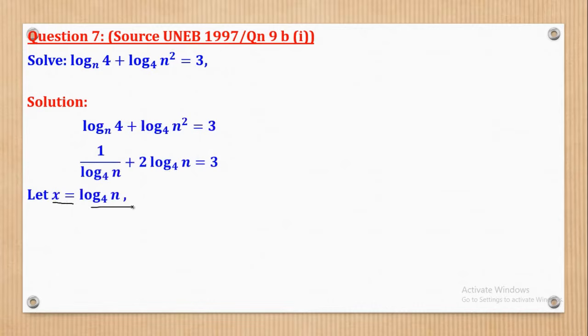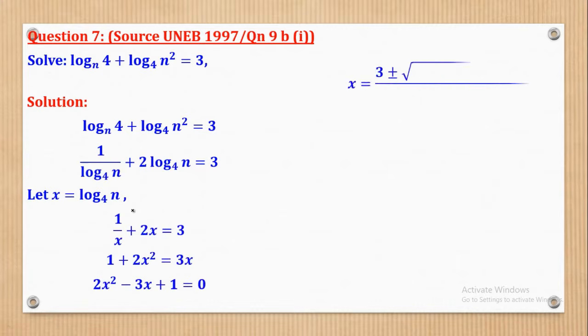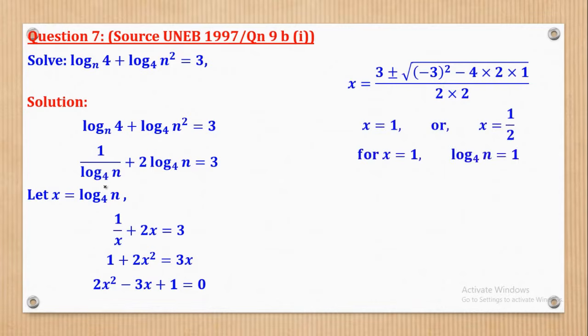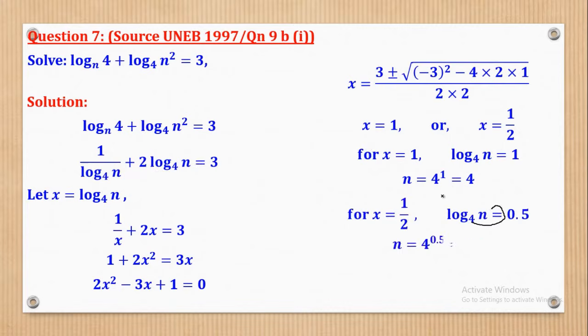So let x be equal to log base 4 of n. So we'll substitute, multiply that by x, rearrange to get a quadratic in x, and use either bulldozer method or factorization method to get the value of x. So for x equal to 1, this is equal to 1, therefore 4 to the power 1 is equal to n, and 4 to the power 1 is 4. For x equal to a half, it implies that 4 to the power half is equal to n, and 4 to the power half is equal to plus or minus 2. But n cannot be negative, therefore n is equal to 4 or n is equal to 2.